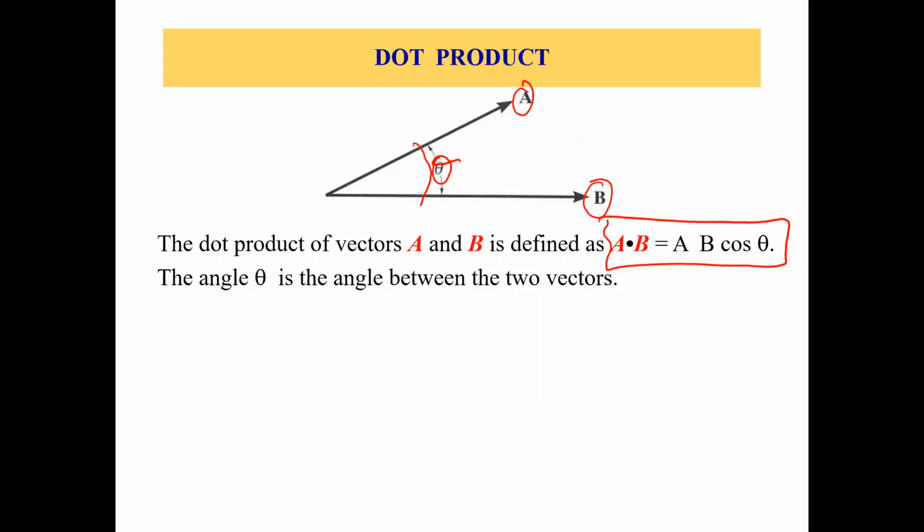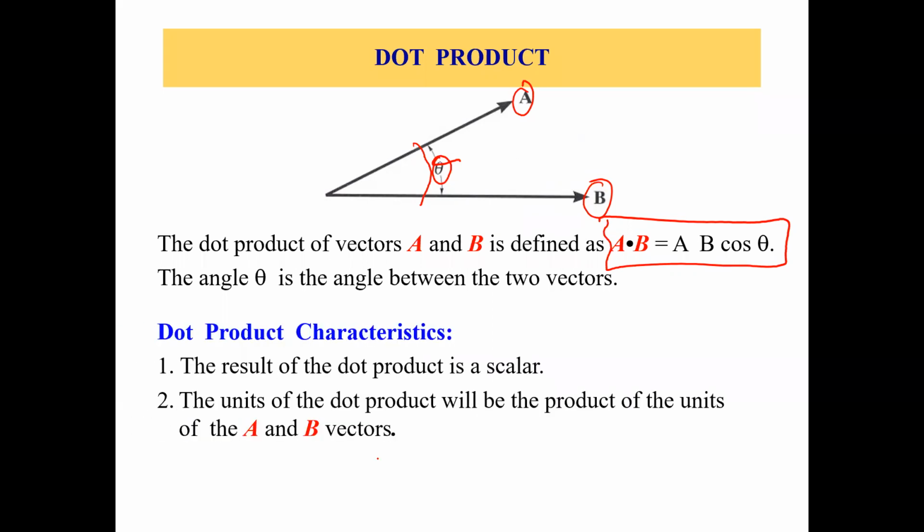So the dot product of vector A and vector B is defined as this guy, A dot B, right? Since it's a dot product, we use this dot between A and B to represent the dot product. And how do we find it? A times B times cosine of theta. This gives us the dot product of vector A and vector B. Angle theta is the angle between the two vectors, right? It's already shown on the figure. Okay, so this is the dot product.